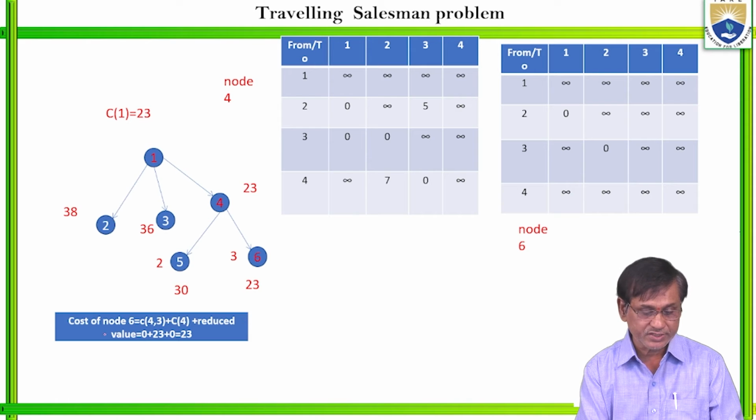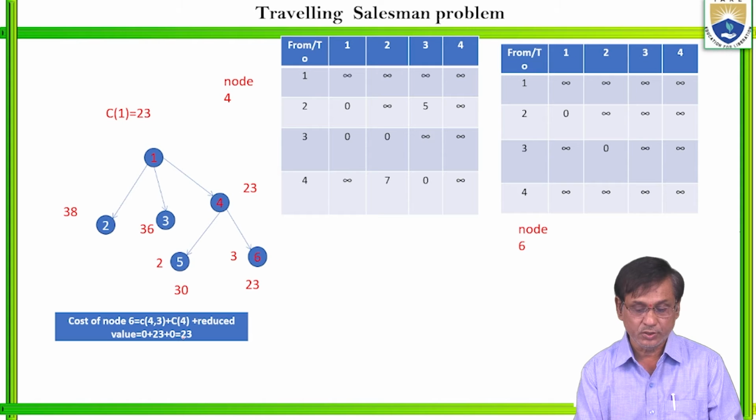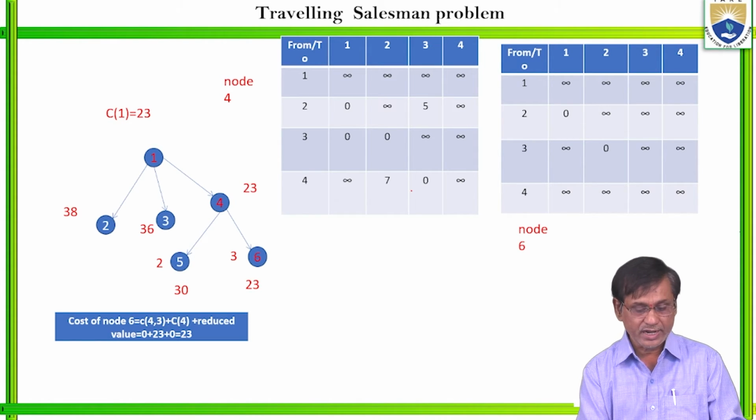The cost of node 6 is equal to the cost corresponding to 4 to 3, plus the cost of node 4, plus the reduced value. In this case, the reduced value is 0. The cost of node 4 is 23, and the cost corresponding to 4 to 3 is 0. So add all the values: 0 plus 23 plus 0 is 23. So now the cost of node 6 is calculated, and that is 23 only.